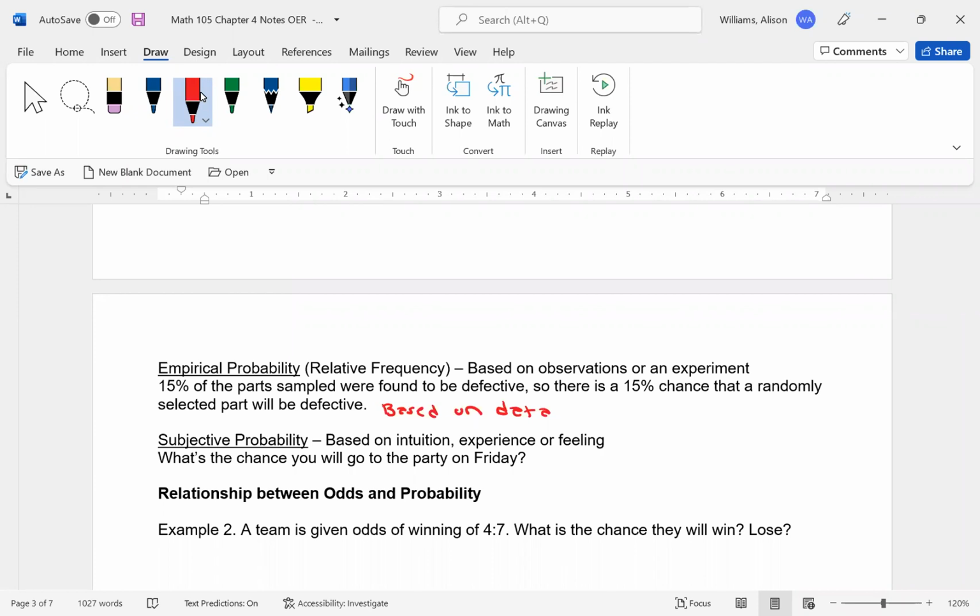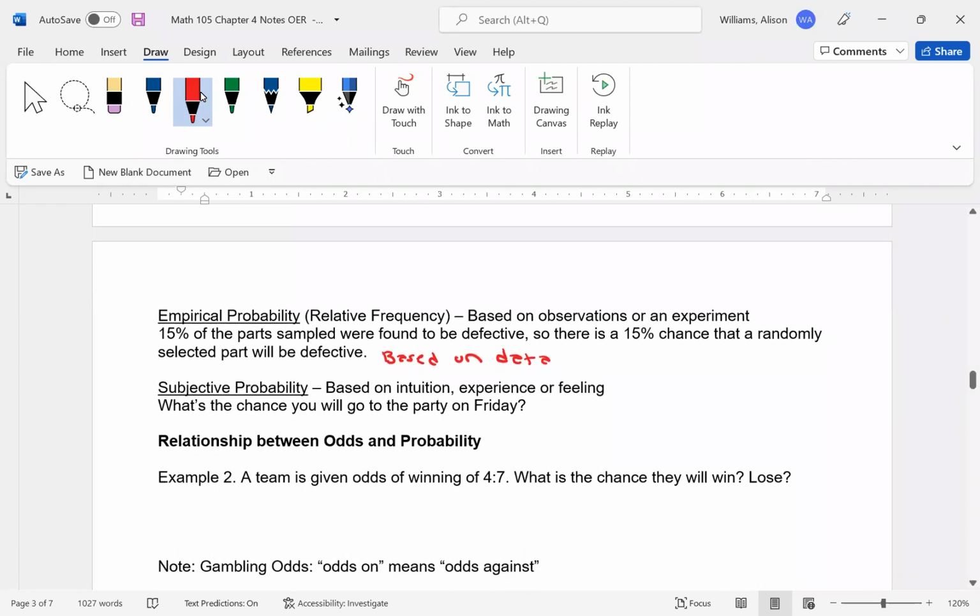Okay, so we're going to look at the relationship between odds and probability, because odds do play into probability theory. Looking at the idea of odds, like a team is given odds of winning of 4 to 7. In the phrase, the way they worded that, odds of winning matters. So the first thing they told us is the chance that they're going to win, and the second thing is the chance that they're going to not win, or lose.